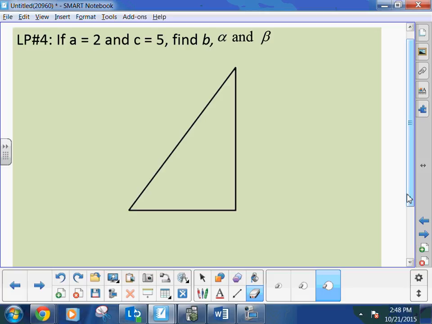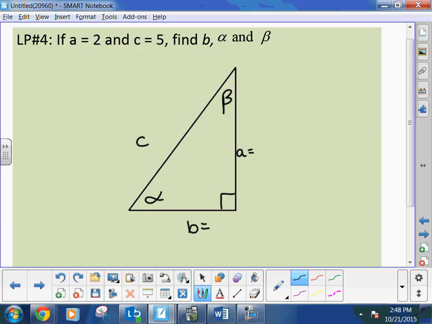All right, now let's go ahead and solve this one. Same thing is going to apply since the orientation of our triangle is the same. That means we're going to label exactly the same. A is here, B will be here, alpha and beta will be on the opposite sides, and C will still be the hypotenuse.